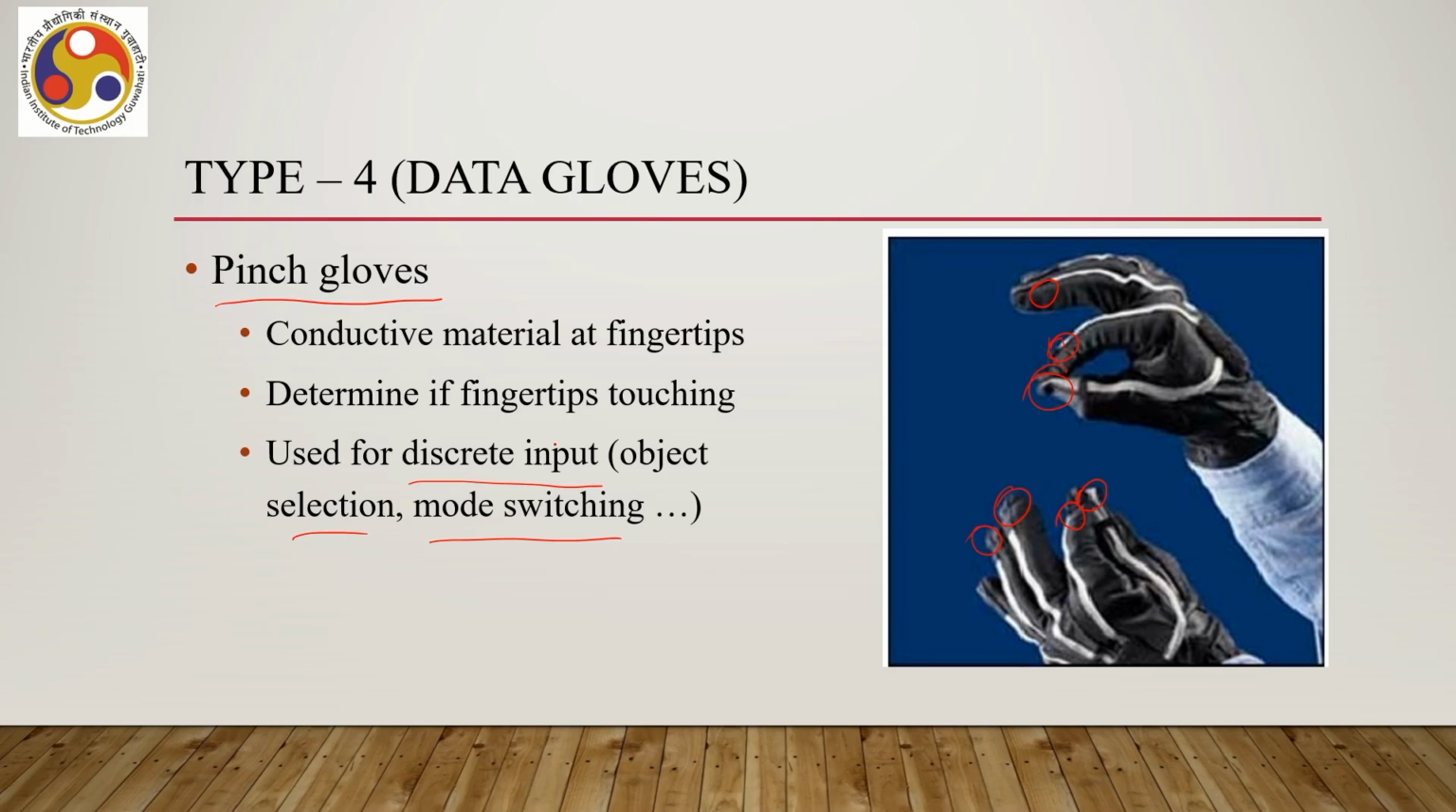So, these type of data gloves are good at determining if the fingertips are touching, and from there it tries to deduce the kind of command or gesture being provided. So, these are broadly two types of data gloves that are used with VR systems.